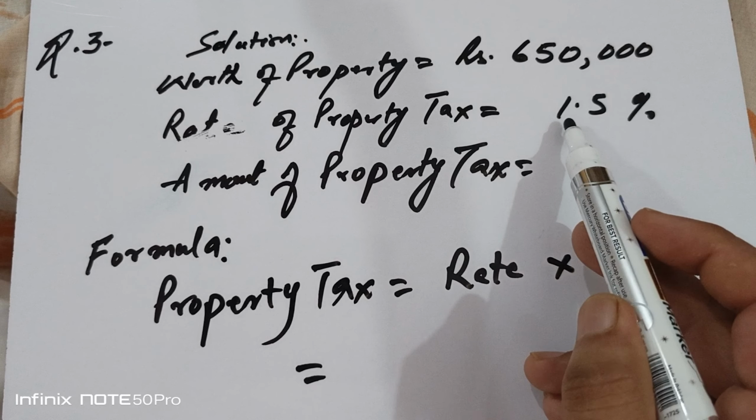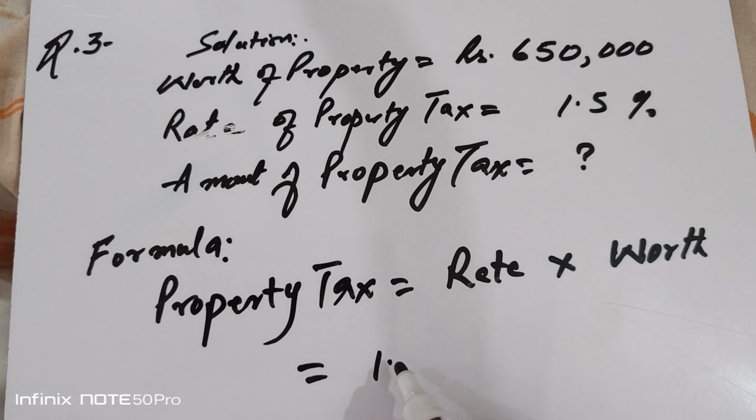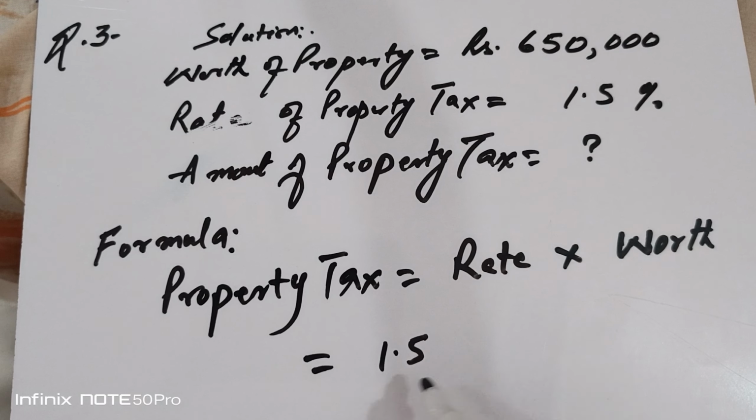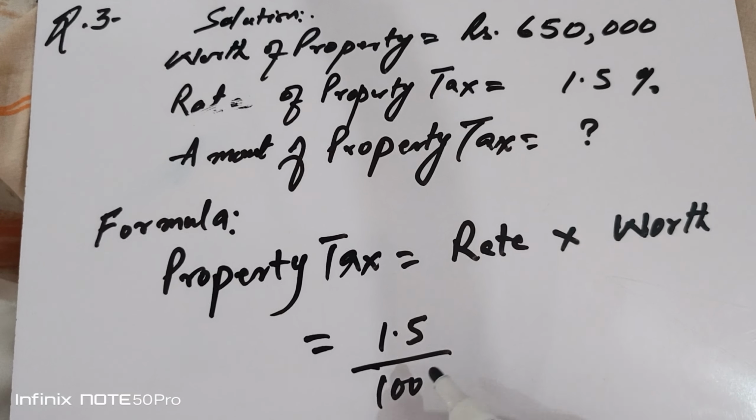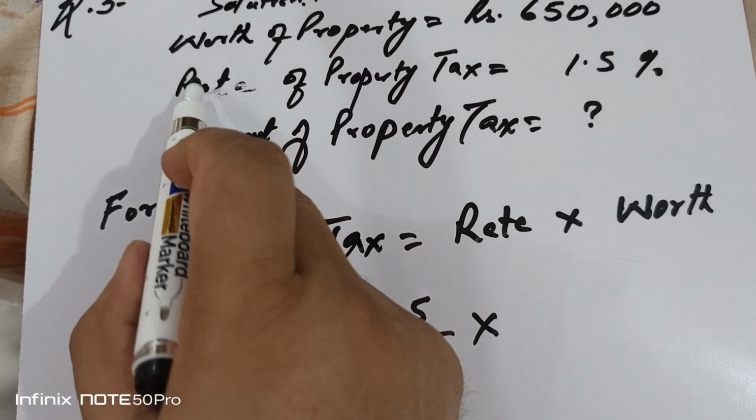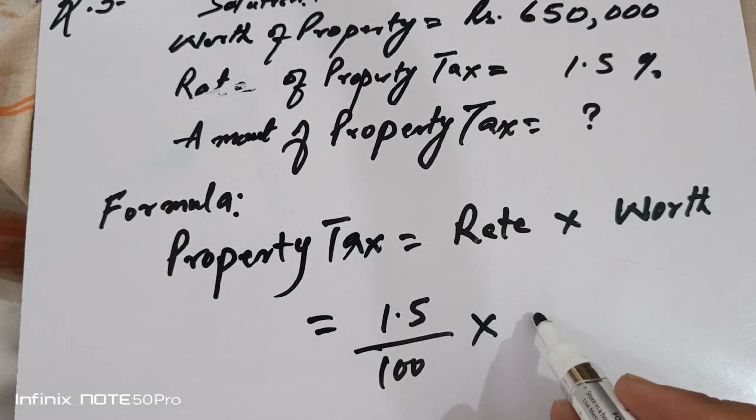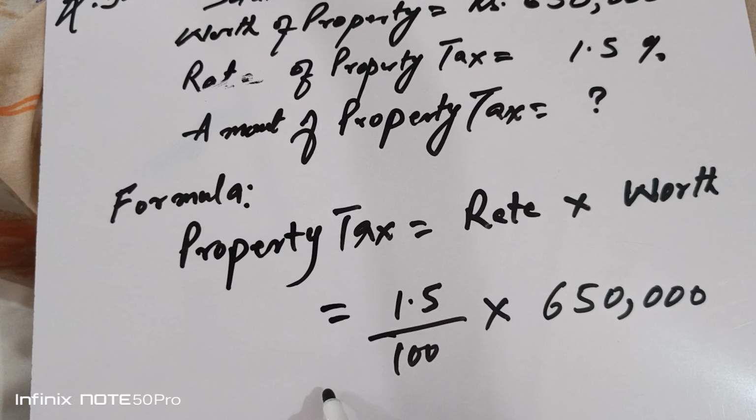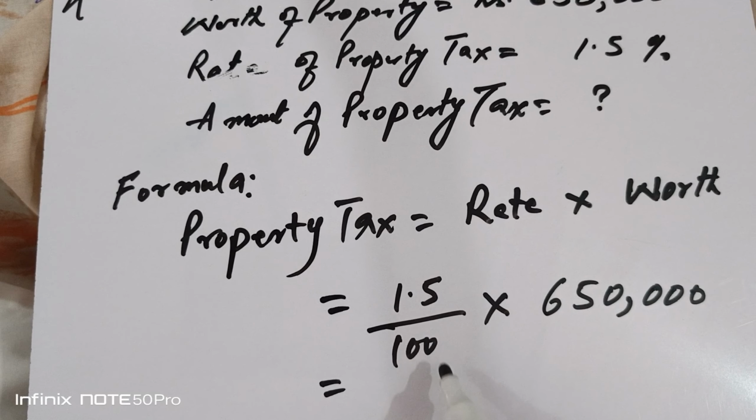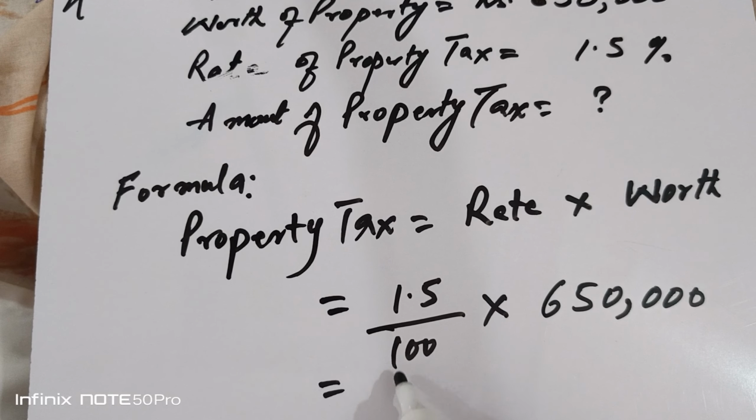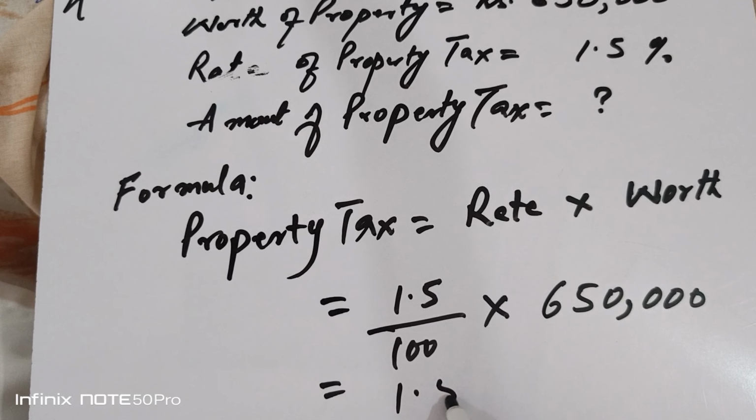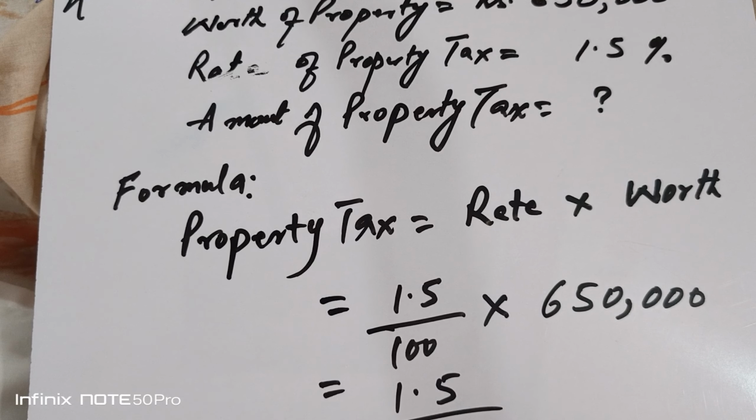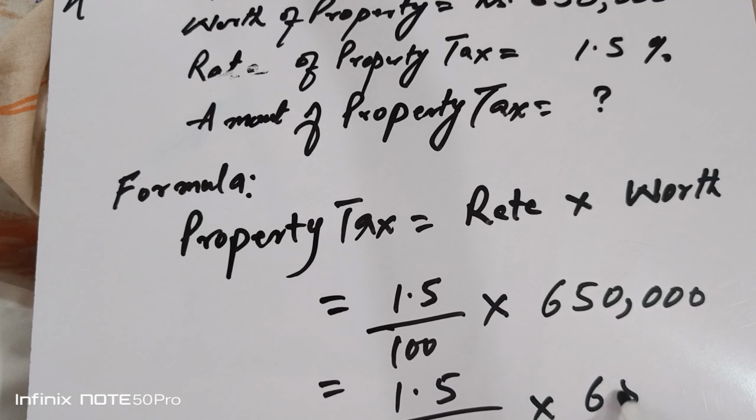And in next step we will write rate. And what is the rate? Rate is 1.5%. 1.5% means out of 100, 1.5%. And the worth of property is 650,000. Yes. In next step, we will try to simplify this 1.5 over 100 multiplied by 650,000.